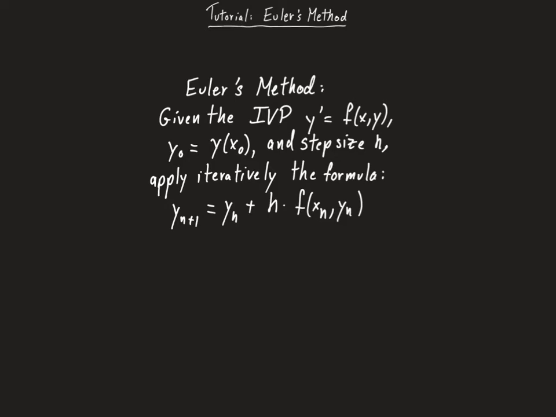Now, once you have all of these, Euler's method boils down to just repeatedly applying the formula y sub n plus 1 is equal to y sub n plus h times f of x sub n comma y sub n. You just do that as many times as needed to go from the start of the interval to the end of the interval. The number of times you're going to have to do that depends on the length of the interval that you're approximating on and on how small your step size is.